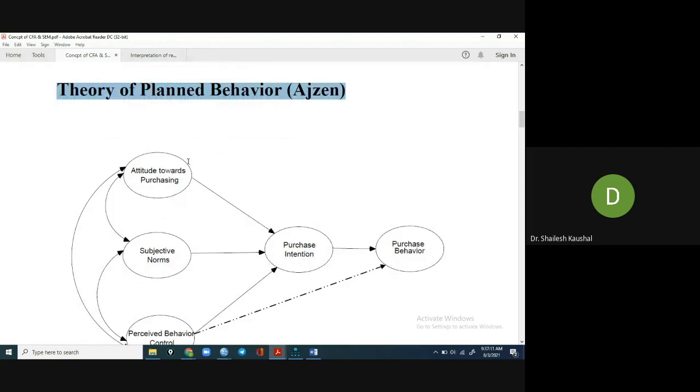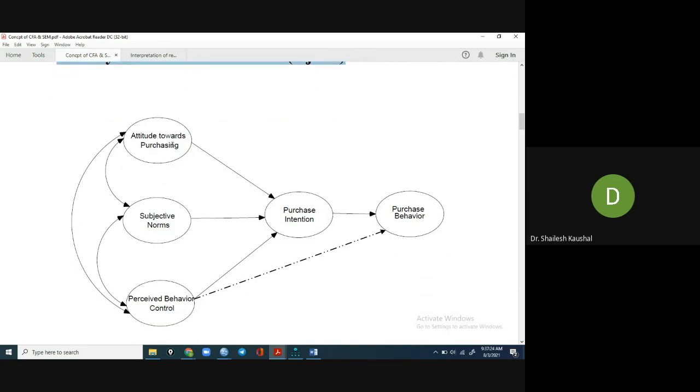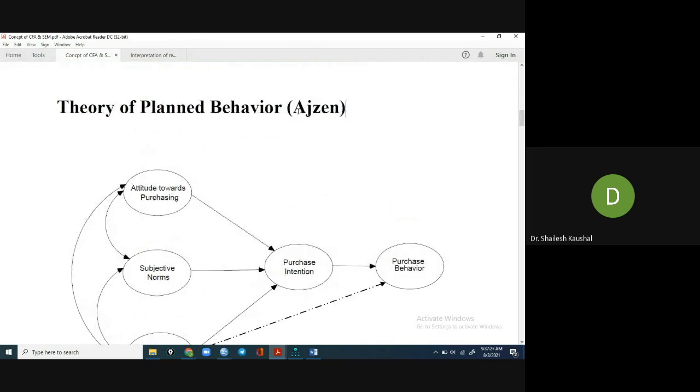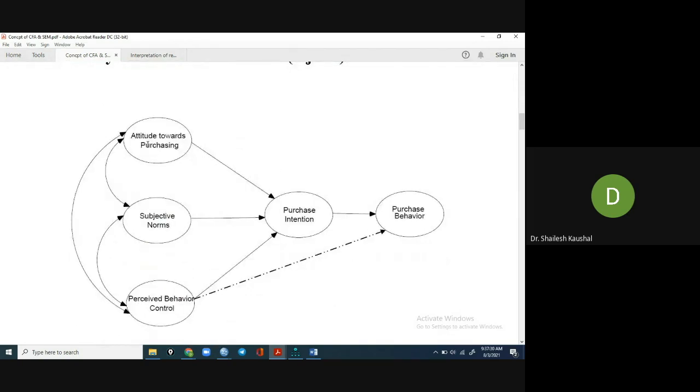The objective of the theory of planned behavior is to know the buying behavior or buying pattern of respondents. I have taken the original model given by Ajzen, and it has 5 components to measure the buying behavior of a respondent or a person. One is attitude towards purchasing, the second is the subjective norm, then perceived behavioral control, purchase intention, and purchase behavior.